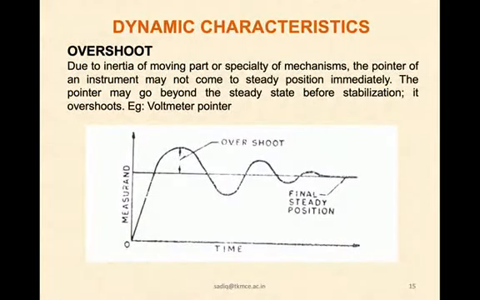Overshoot is another characteristic. That means due to inertia of moving parts or some special reasons, the pointer of an instrument may not come to a steady position immediately. You might have seen this in a voltmeter. When the voltmeter is connected to a circuit, the pointer will oscillate like this first, then come to rest. The oscillation is like this, and finally it comes to rest at the mean point that is required. So there is an overshooting, and finally it stabilizes at the required position. That is called overshoot.